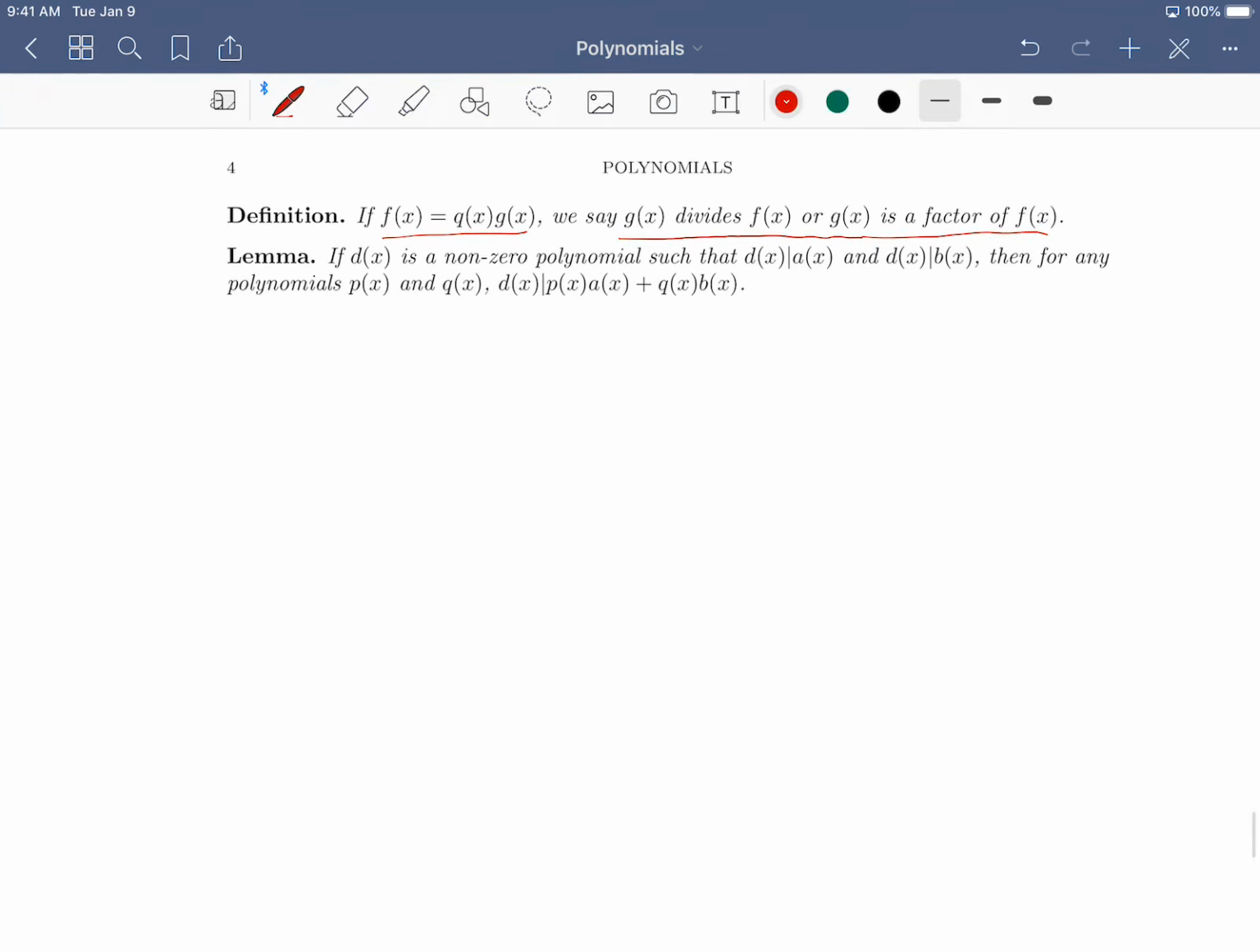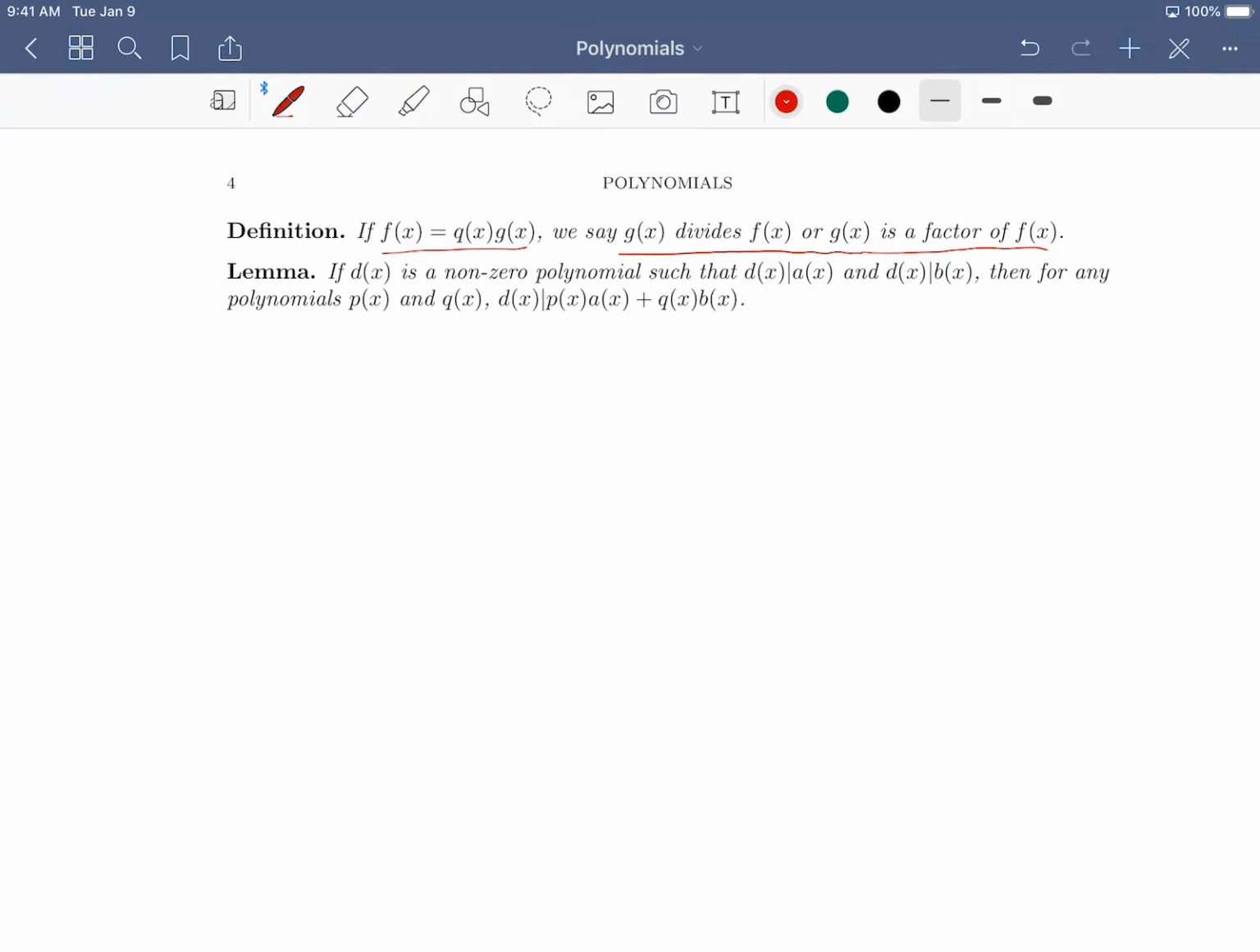All right, and now the last little bit of this video is just looking at this lemma. The lemma says if d divides a and d divides b, so d is a factor of both polynomial a and polynomial b, it's a common factor, then for any p and q, d divides p times a plus q times b. This is really similar to lemma 1.2 in the integers. We had the exact same thing, but without all the functions. They were just integers in that setting.